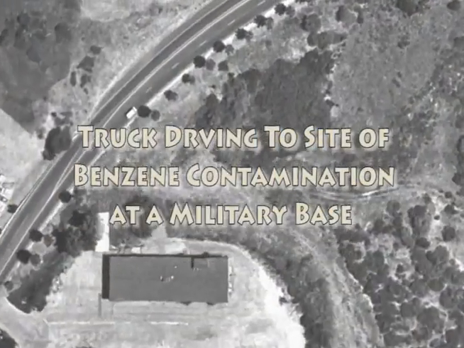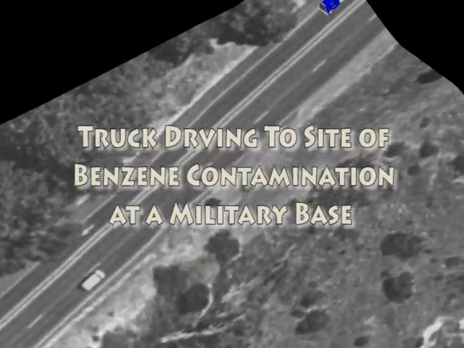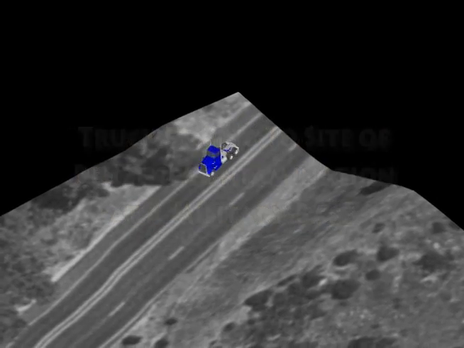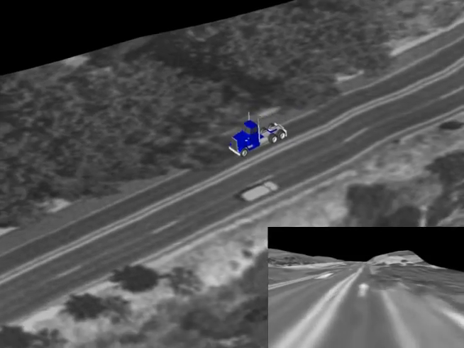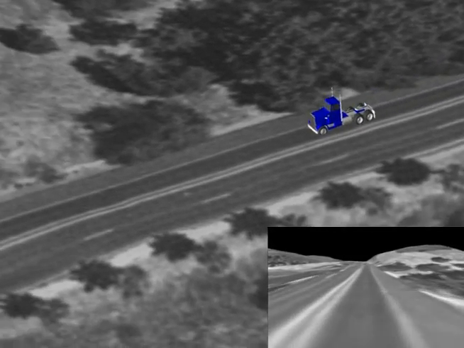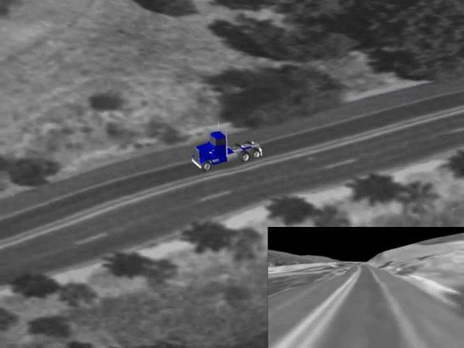This animation shows a truck driving to the site of benzene soil contamination at a military base. The aerial photo overlaid on the site topography, combined with the truck, provides an excellent sense of scale to the benzene plume.